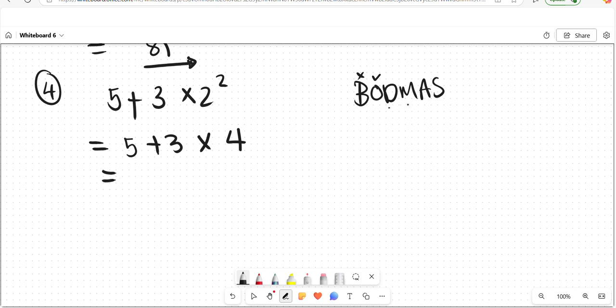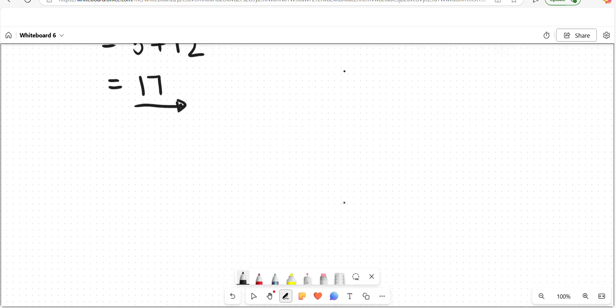Then remember, division and multiplication works from left to right, but in this case we only have multiplication, so I'm going to prioritize that first. 3 times a 4 would give me a 12. Then at this point I just add these two and I get a 17. I hope this is making sense.